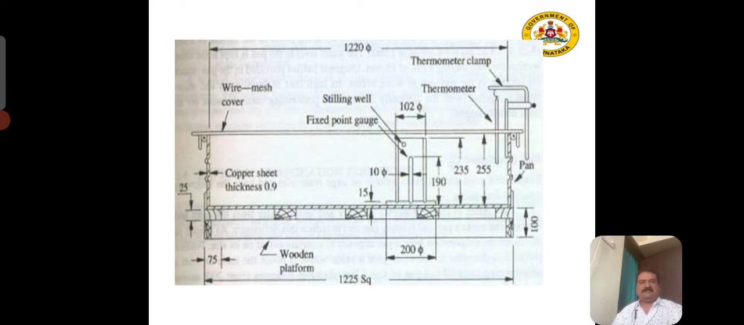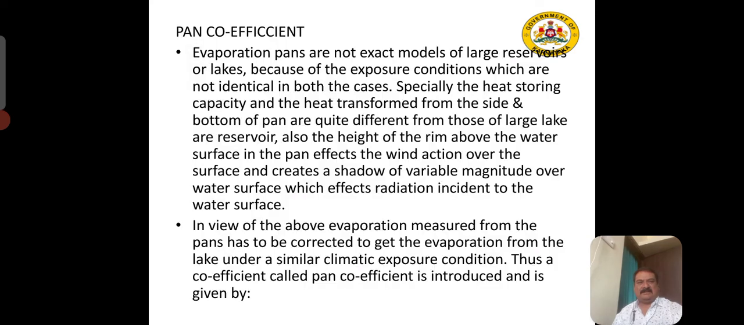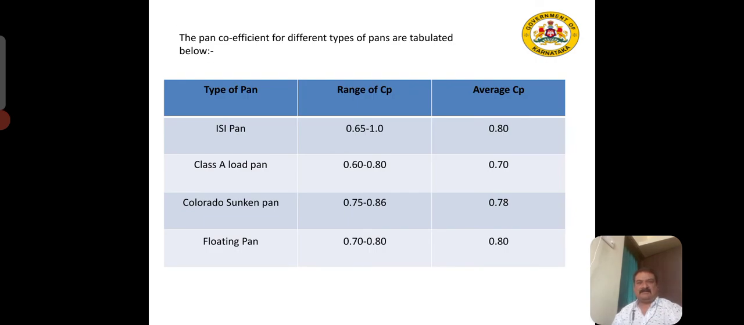In view of the above, the evaporation measured from the pan has to be corrected to get the evaporation from a lake under similar climatic conditions. Thus, a coefficient called pan coefficient is introduced and is given for different types of pans. Different types of pan coefficients are used, which are tabulated here.